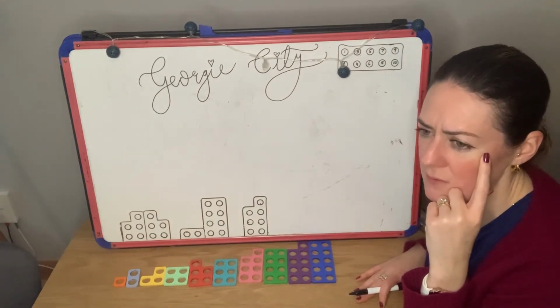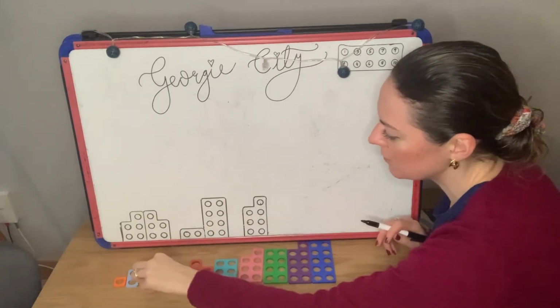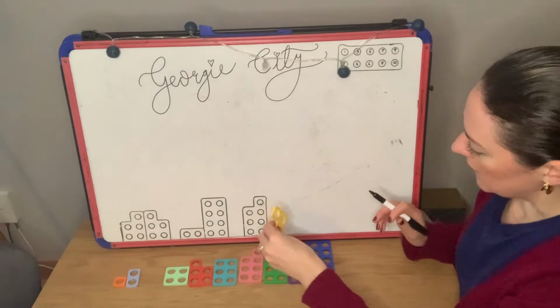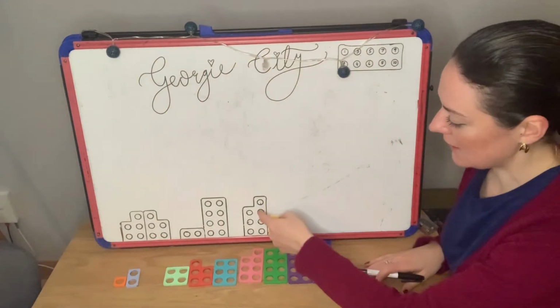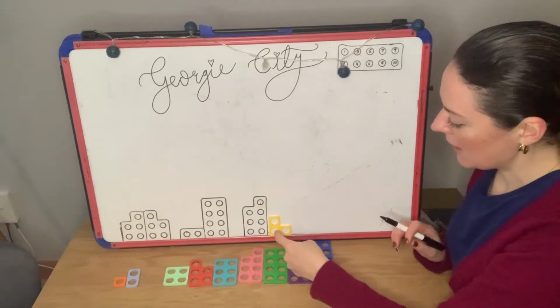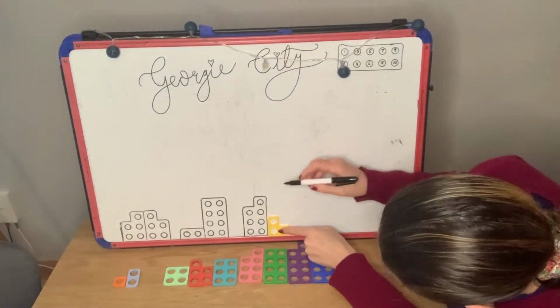Come on, everybody. 7 and 3. 7 and 3. Let me find 3. Brilliant. Now I'm just going to double check this before I draw around it. So 7 in my head. 7, 8, 9, 10. Fantastic. Let me draw around 3.